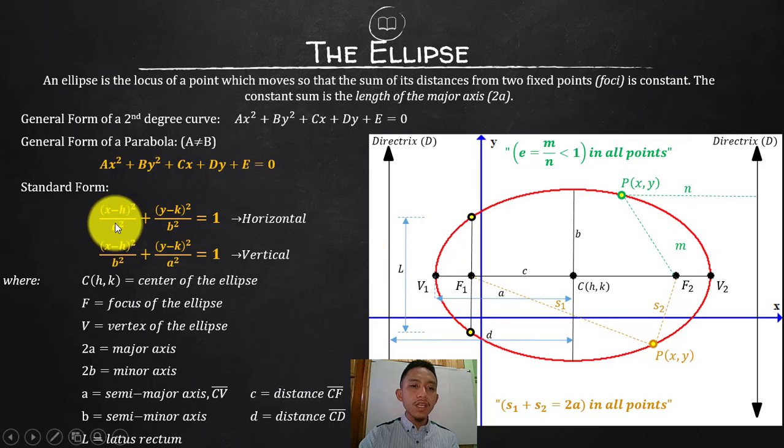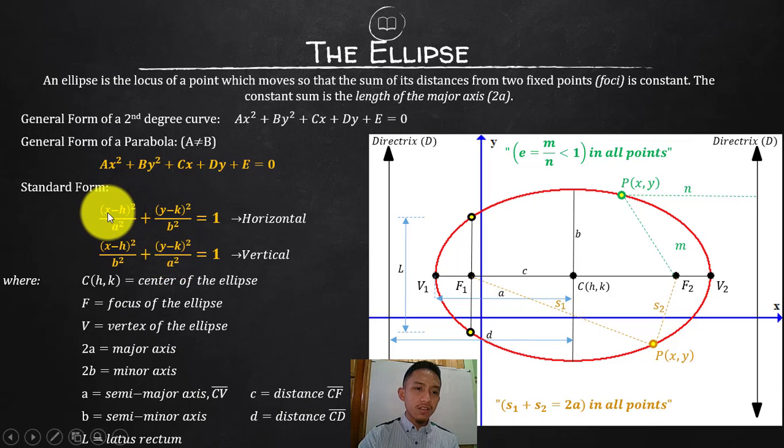But what if your a, or your bigger number, is below your y? And of course, you will expect that your smaller will be below your x. Then what does that mean? The major axis is parallel to y. So that means if I draw the ellipse, this is the opposite of this. It is elongated upwards, or elongated vertically. So that determines if it is elongating vertically or horizontally. Okay, so that is our ellipse.